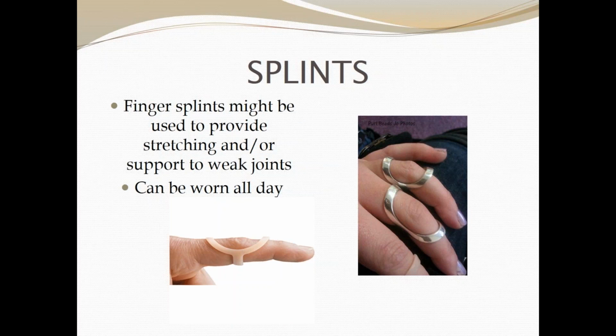The splints that are in the picture to the right that are silver, those are called silver ring splints. Those are a bit more expensive, but as you can probably guess, they're more durable, and they look a little bit like jewelry, so they don't seem so splintish, because this would be something that you're wearing all day. And in order to get silver ring splints, you have to have a therapist size you for them, and then the company would mail the splints to the therapist that sized you, and then you would go in for a fitting to make sure that they fit correctly.